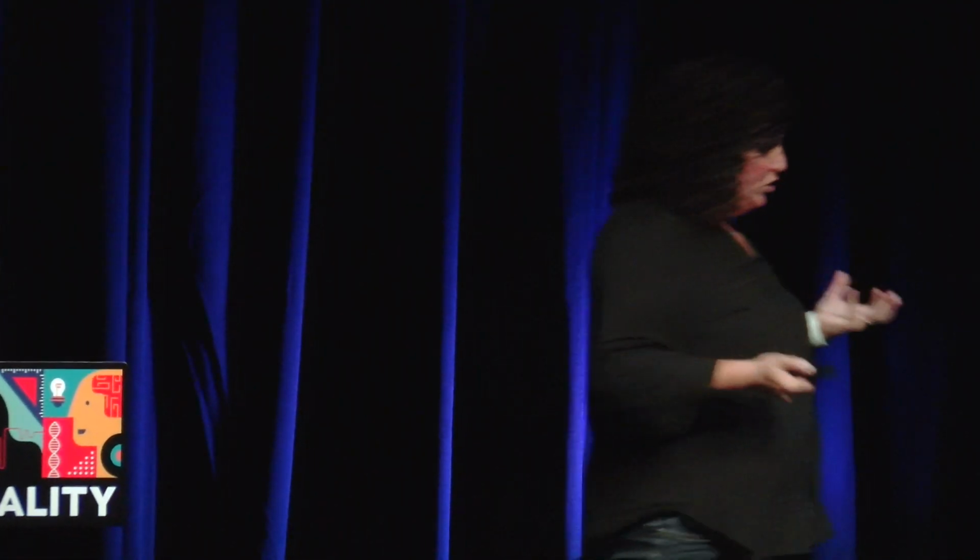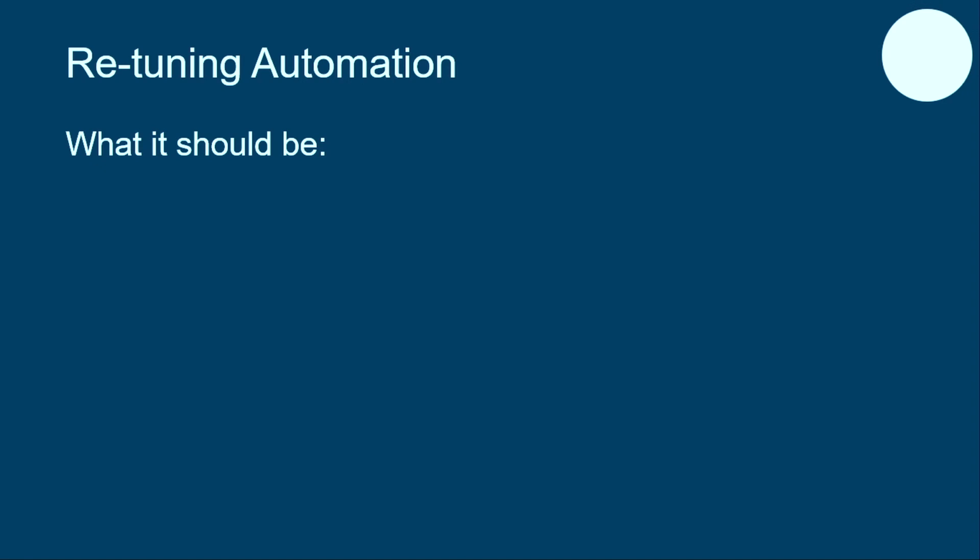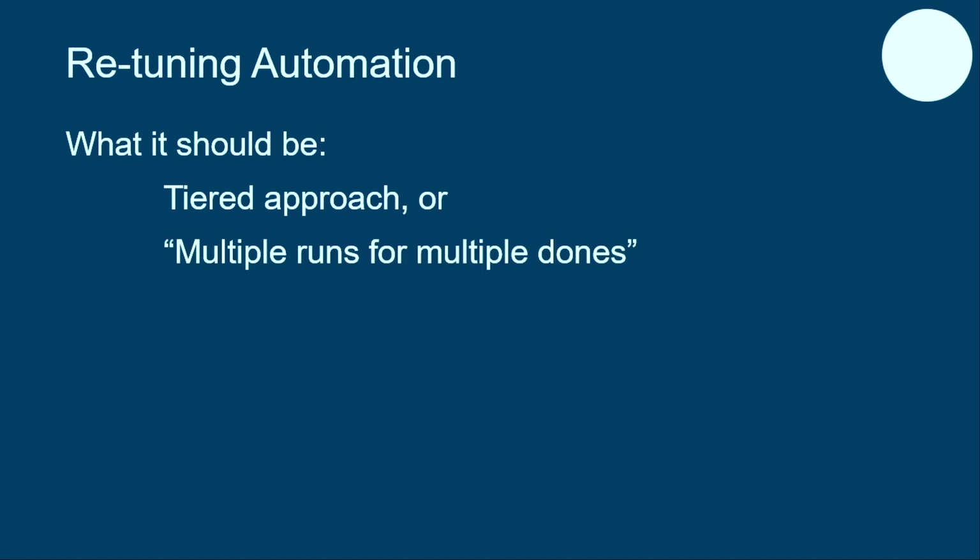So other things, what should it be? So if we don't want it to be monolithic and a numbers game and all that, what should test automation be? So it should be a tiered approach, right? Or multiple runs for multiple dones, right? And so remove that monolithic suite of tests that takes 6 to 8 hours to run every night and choose it to have instant feedback for the people that really should be consuming it.